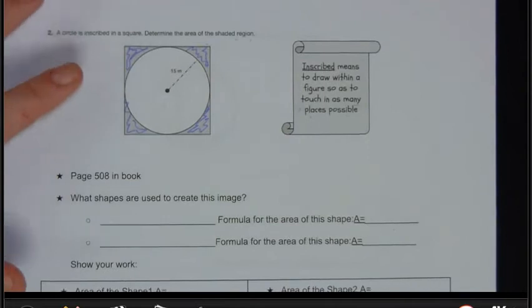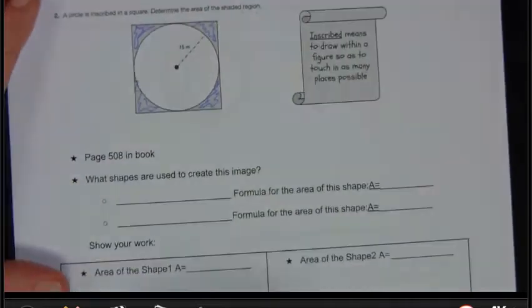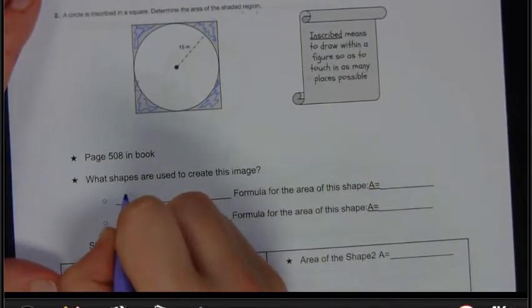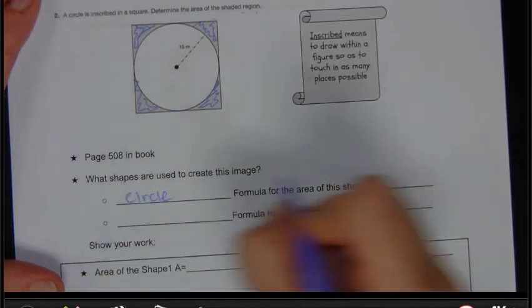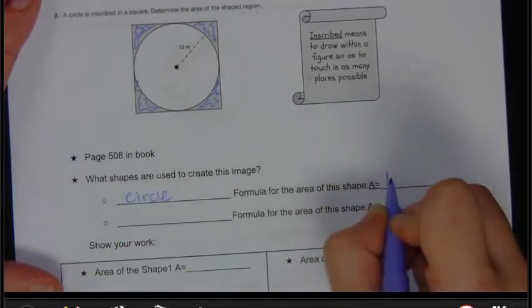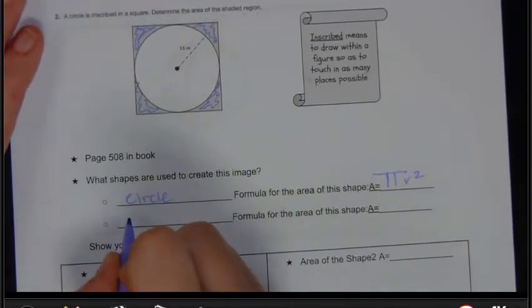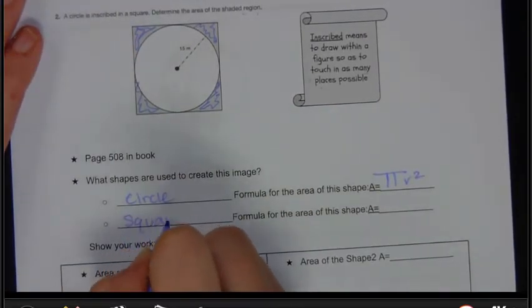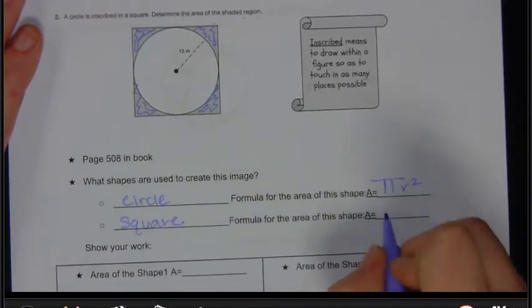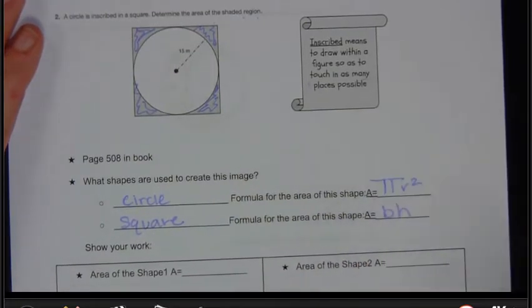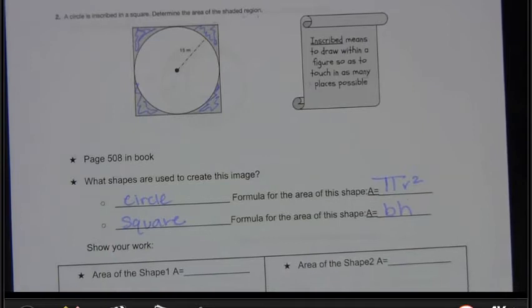The first thing I need to do is figure out what 2 shapes I have. Well, the first shape, I'm told, is a circle. And what is the area of a circle? It is pi r squared. The second shape I see is a square, and the area of a square is base times the height.